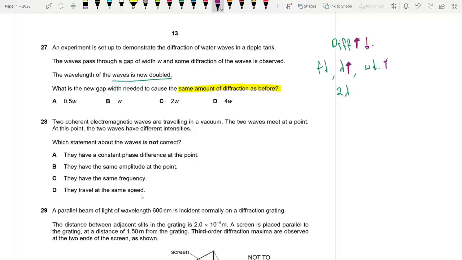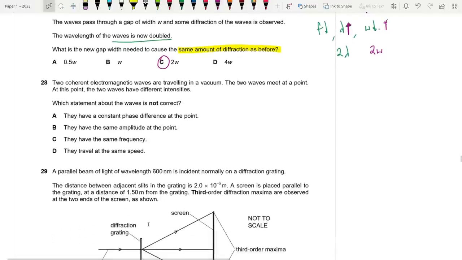As a result, if you increase wavelength, the amount of diffraction will actually decrease. So probably we need to increase it by the same factor, which is 2W. If you do 2W, 27 is C. It cancels things out, okay? And if it said that what would be needed to increase the diffraction by the same factor, then we would go for 0.5W, because reducing width actually increases diffraction.